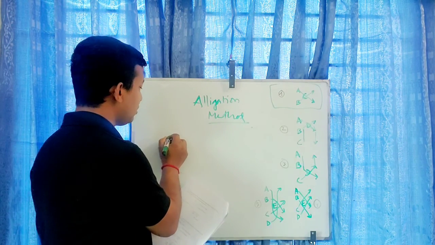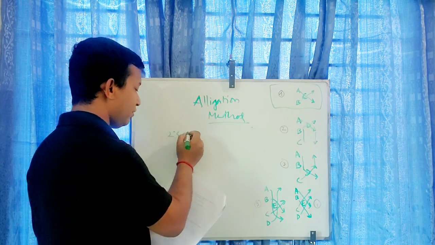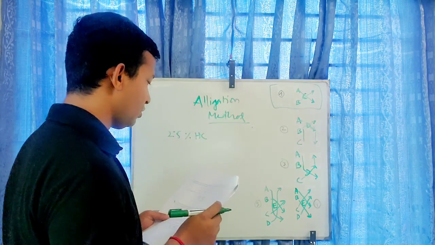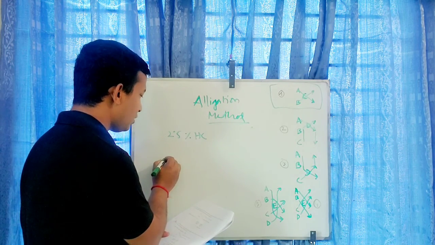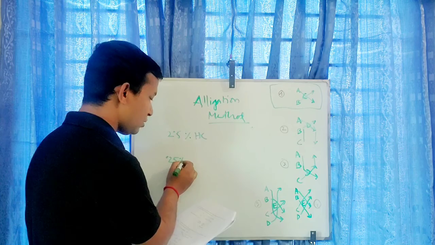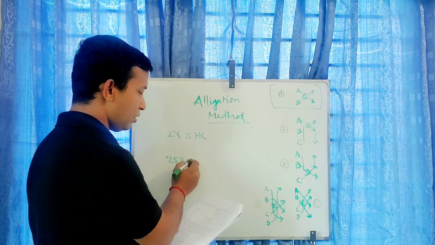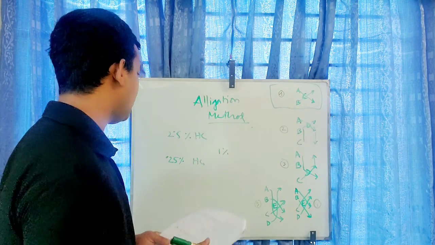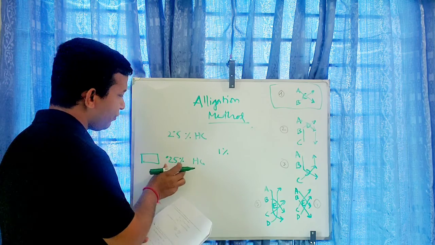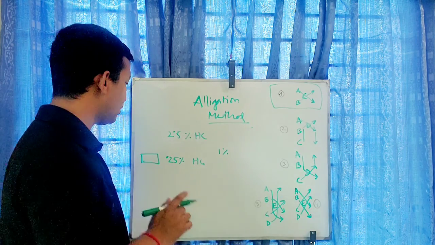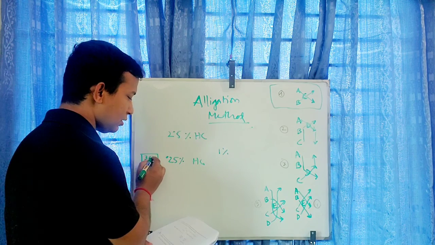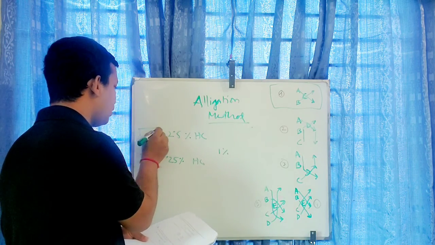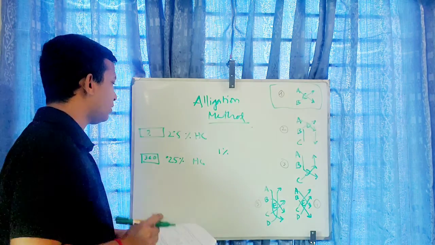So 2.5% hydrocortisone cream mixed with 0.25% hydrocortisone cream, final concentration is 1%. Now they are asking the amount of this one, and the amount of this other one is 360. Now they are asking what is the amount of this one.